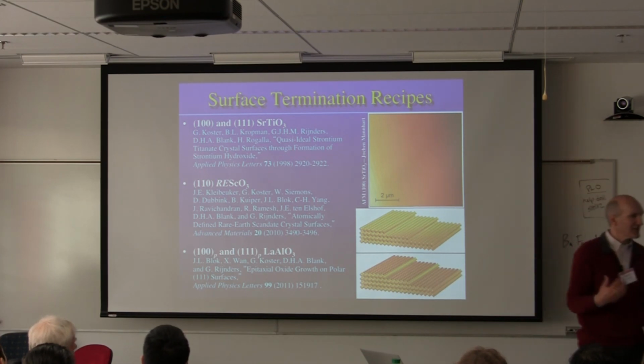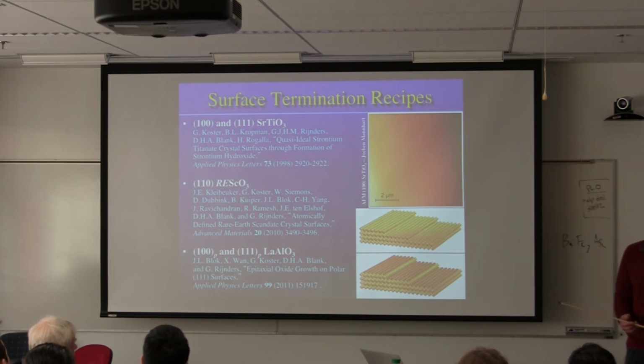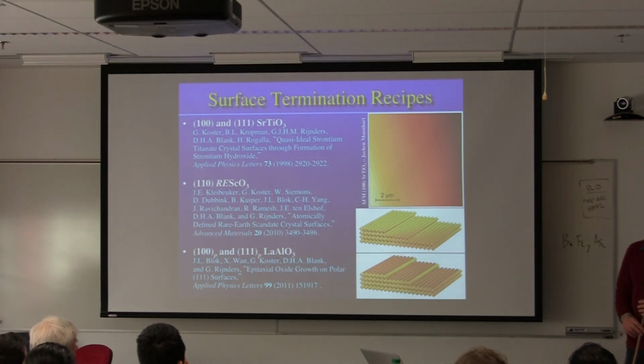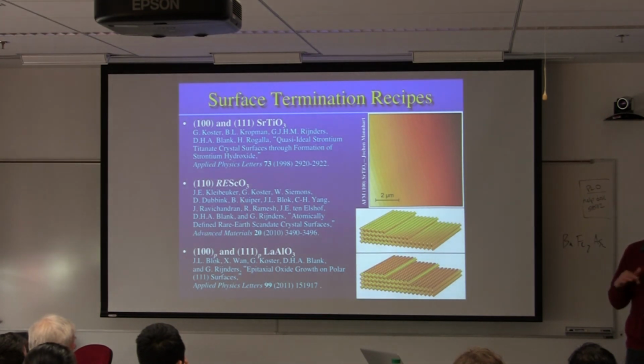But a substrate is just the beginning, because not only do you want to have a high quality substrate, and in perovskites we're lucky now to have about 20 different lattice constants of high quality perovskites, but now you want to have a well terminated substrate. You want it to be smooth. You want to know what that termination is.